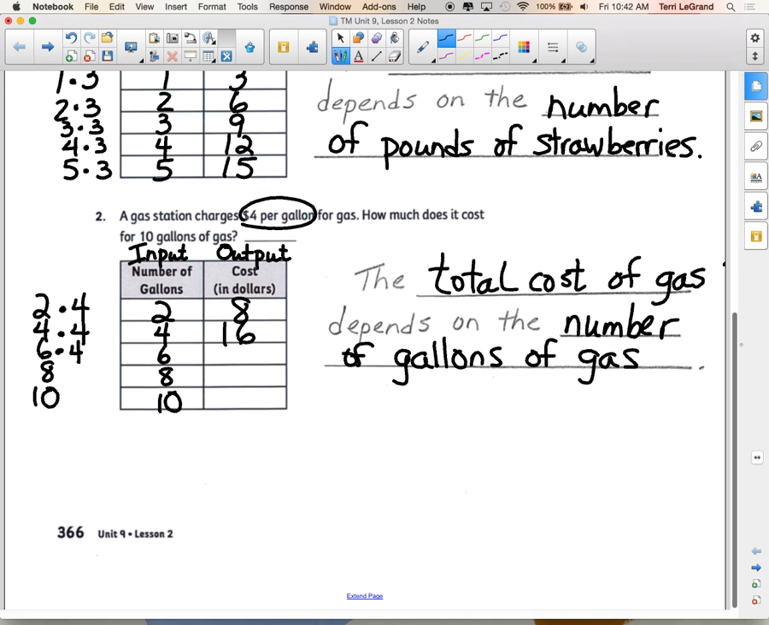Yeah. What's 6 times 4? 24. What's 8 times 4? 32. What's 10 times 4? 40. Okay. Now, we have to answer that question yet. How much does it cost for 10 gallons of gas? $40.